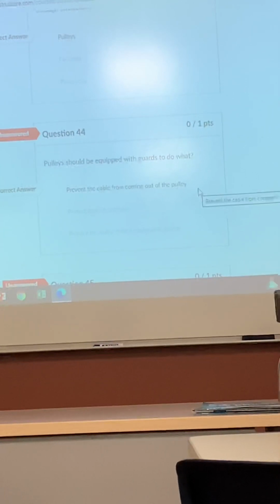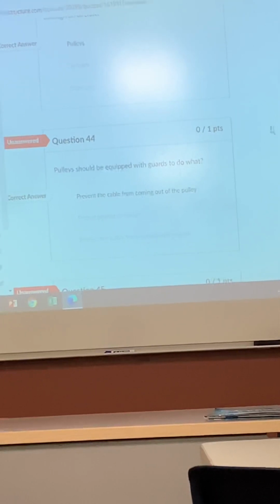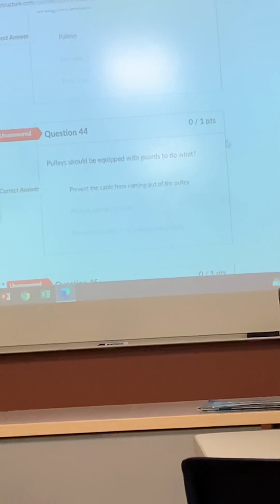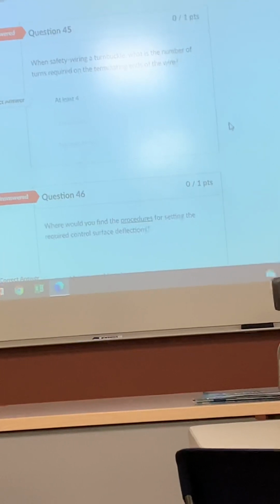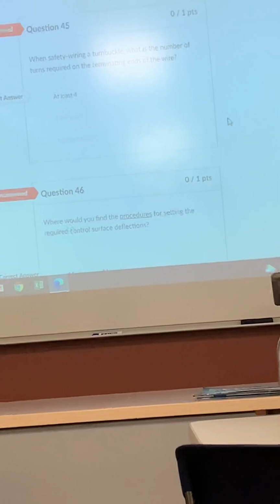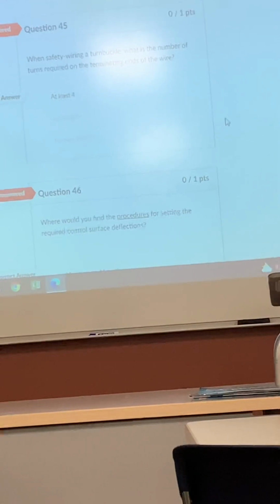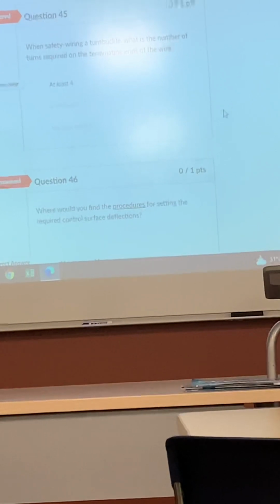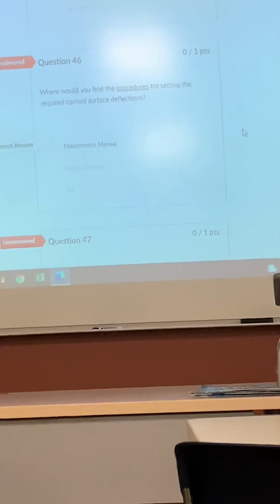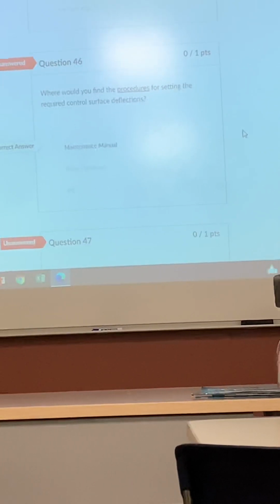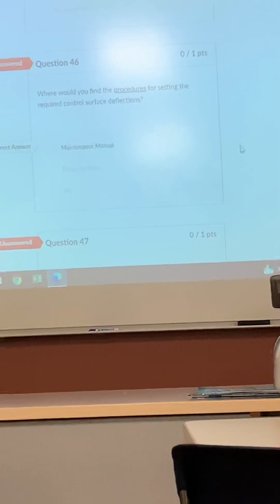Pulleys should be equipped with guards to do what? Prevent the cable from coming out of the pulley. When safety wiring a turnbuckle, what is the number of turns required on the terminating ends of the wire? At least 4. Where would you find the procedures for setting the required control surface deflections? Maintenance manual.